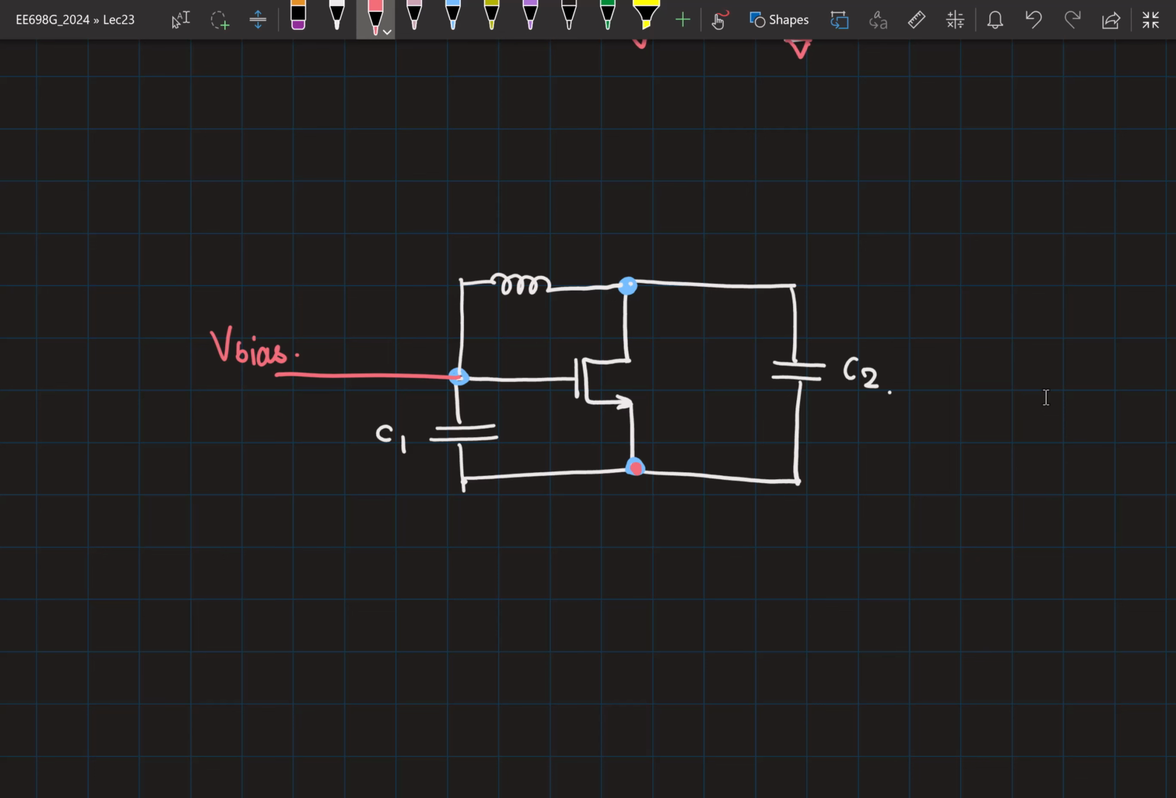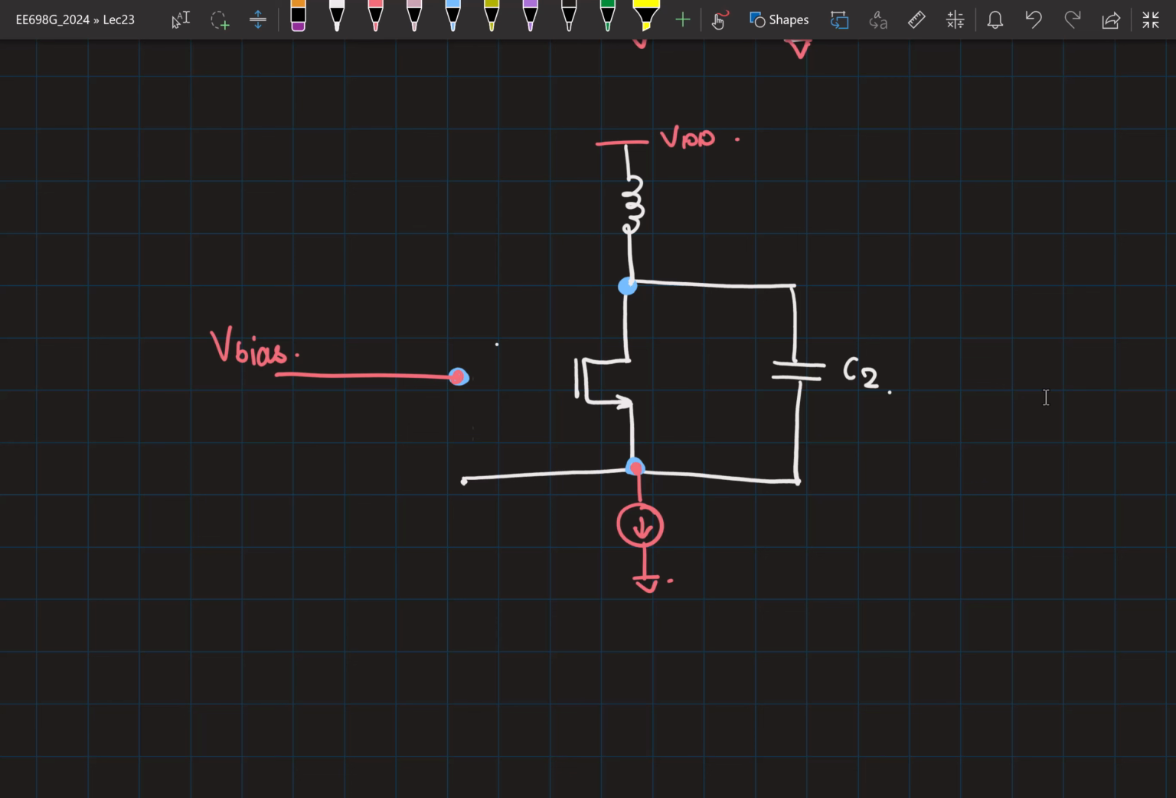I could connect it to ground, but let's say I connect this to a current source. Now this inductor is connected between an AC ground and this node. So instead of connecting to V bias, I can also connect this to VDD. Now, is there a capacitance that I can connect between ground and a node? You can look at whether this node of the C1 is connected to AC ground, which means I could change this connection from here to the ground directly.